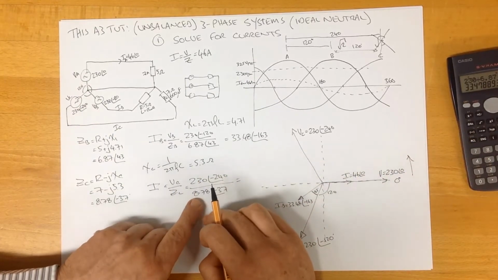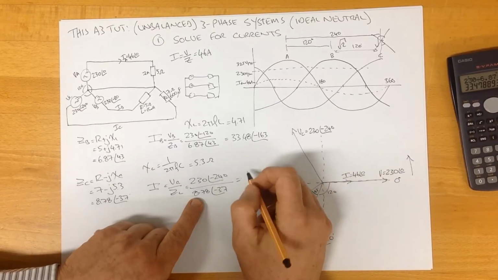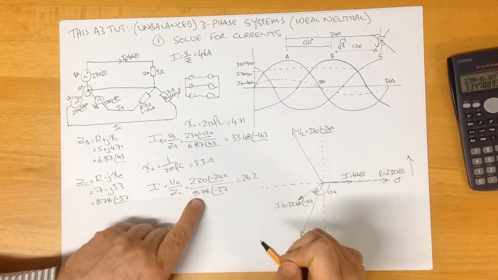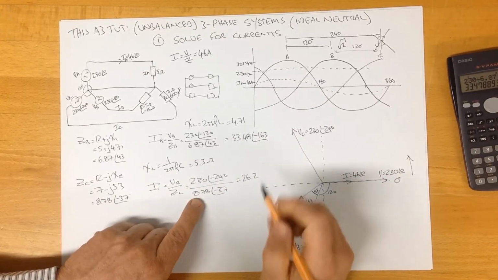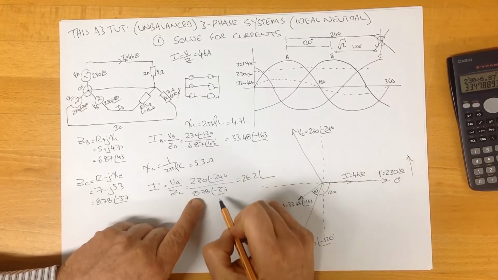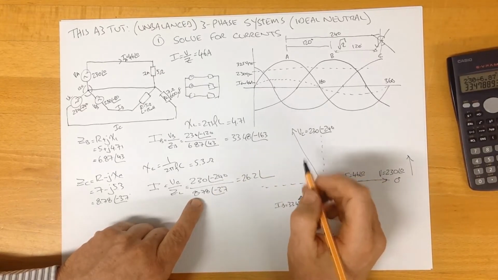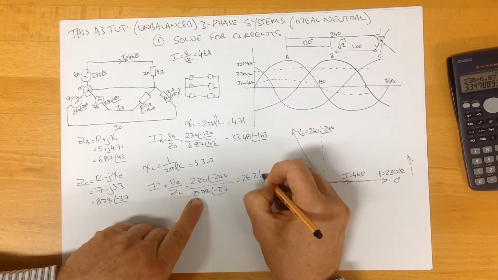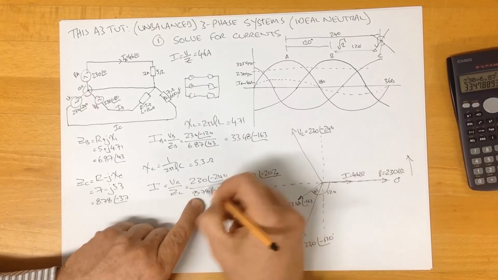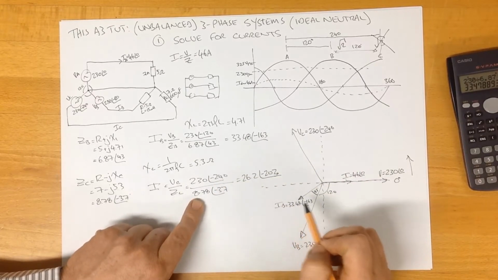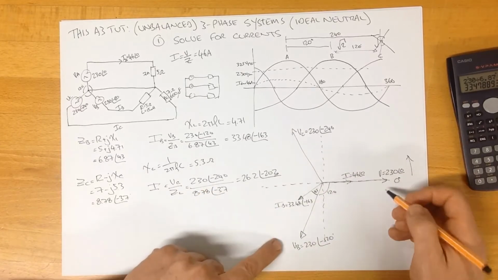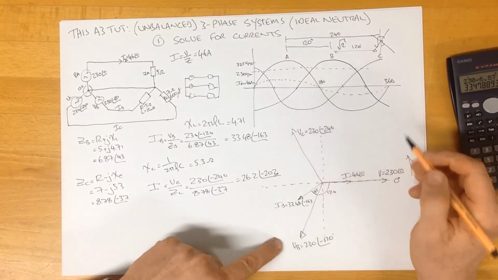230 divided by 8.78 gives us a magnitude of our current of 26.2 amps, and again that's what you'd see if you stuck an ammeter in the circuit. It has an angle of minus 240 minus 37, and that comes out to an angle of minus 203 because of some rounding that I've just done. Okay, and we can again plot this one over here in the phasor diagram.